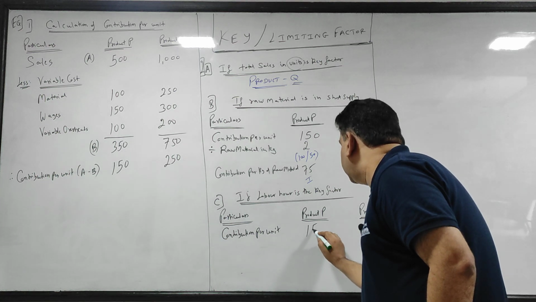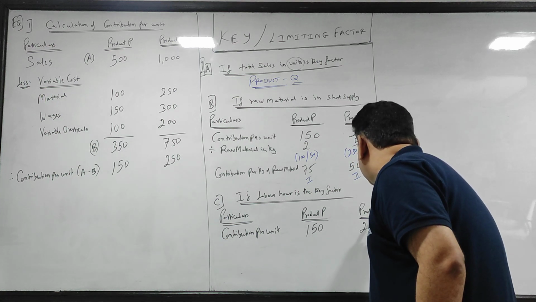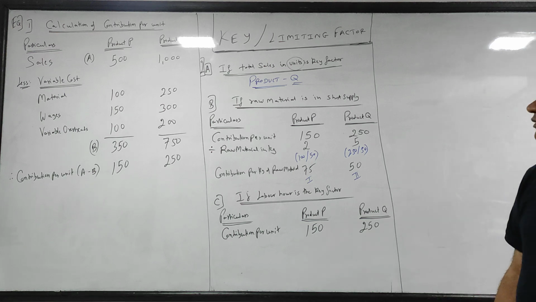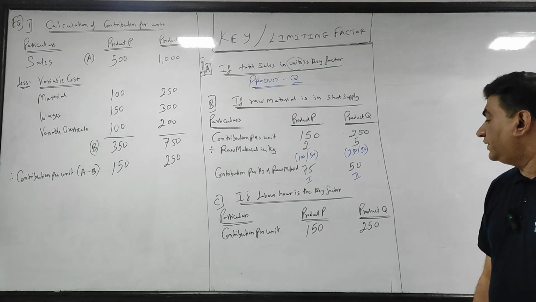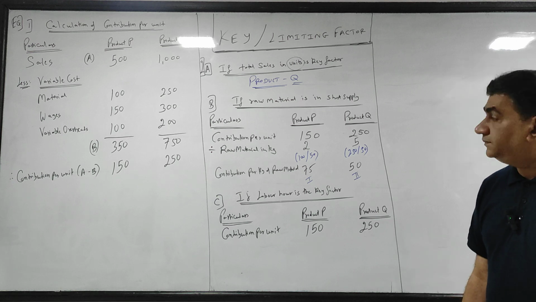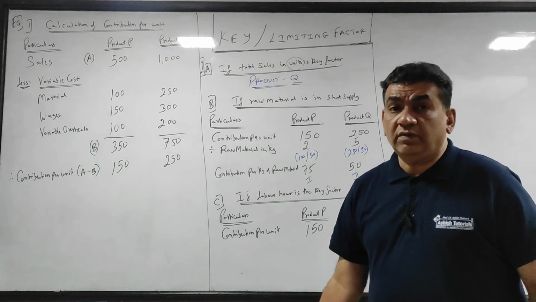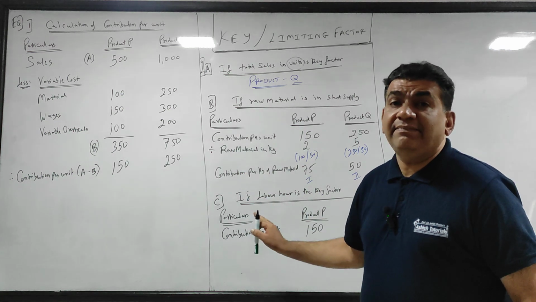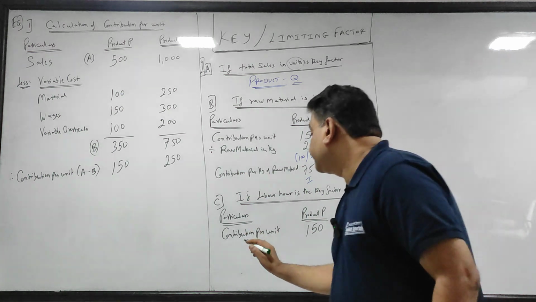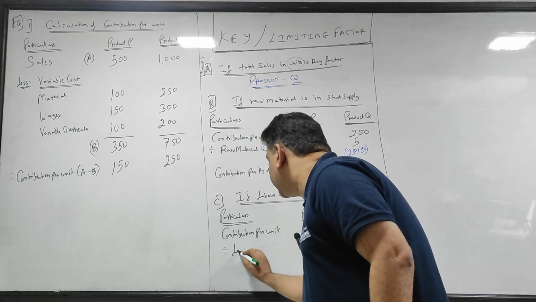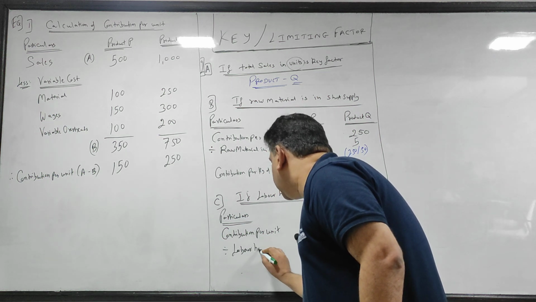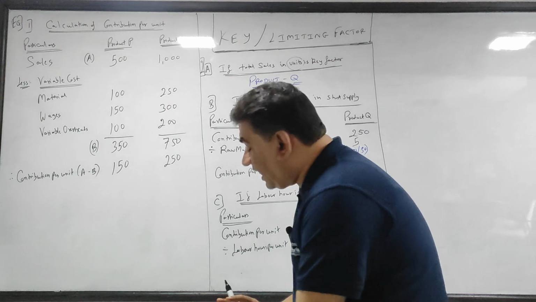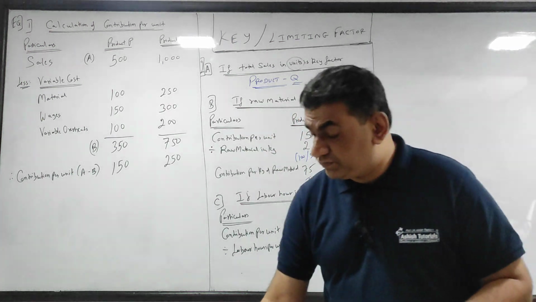Contribution per unit: 150, 250. Now here, raw material was in short supply; here it is labor hours. So what I do, I will divide this by the labor hours per unit.